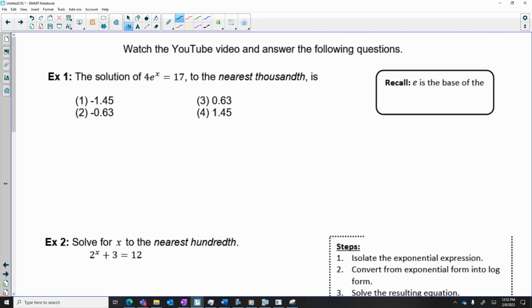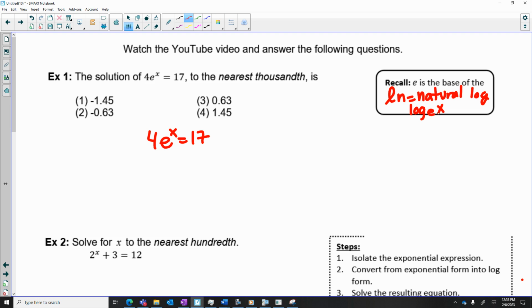This is page 2. You see that it says 4e to the x equals 17. Now remember, e is the base of the natural log. So eventually we're going to rewrite this in log form, and you're going to see that ln is the natural log, and we're going to actually use log base e. Okay, so keep that in mind.